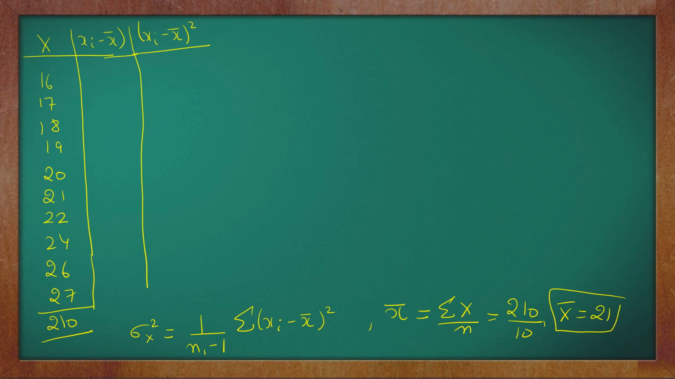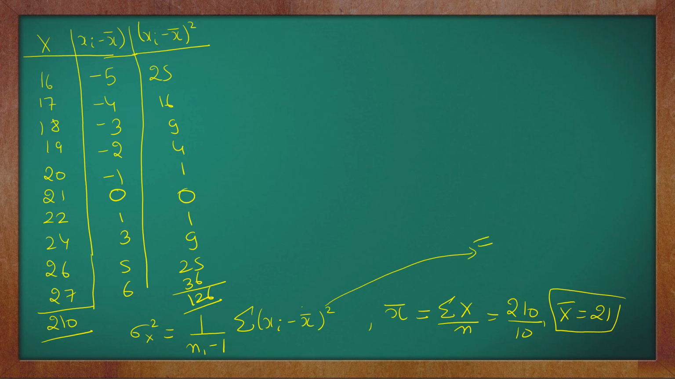So 16 minus 21, that is minus 5. 17 minus 21, minus 4. Minus 3, minus 2, minus 1, 0, 1, 3, 5, 6. Now, minus 5 square, 25, 16, 9, 4, 1, 0, 1, 9, 25, 36. Total is 126. So put the total over here.